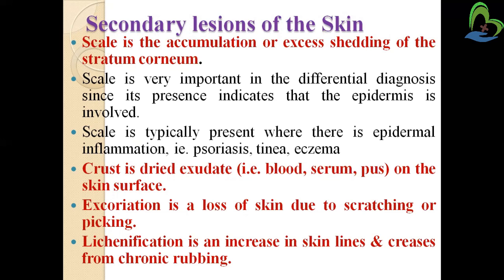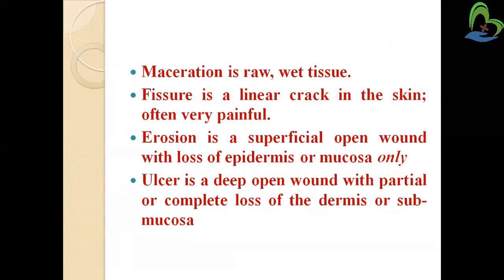The next one is excoriation, which is loss of skin due to scratching or picking. Usually when we scratch a mosquito bite, ant bite or any insect bite, excoriation happens on the skin. Then lichenification is increase in skin lines and creases from chronic rubbing. Maceration is raw and wet tissue. Fissure is a linear crack in the skin, often very painful. Then erosion is a very superficial open wound with loss of epidermis or mucosa only.